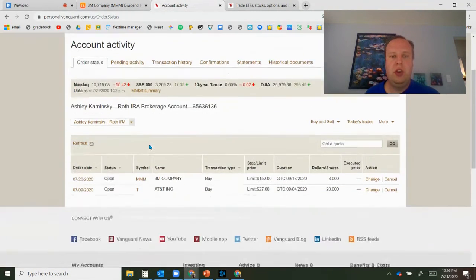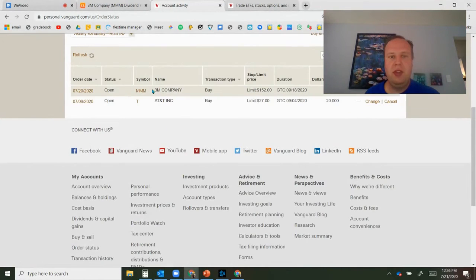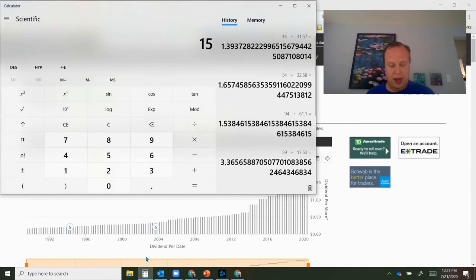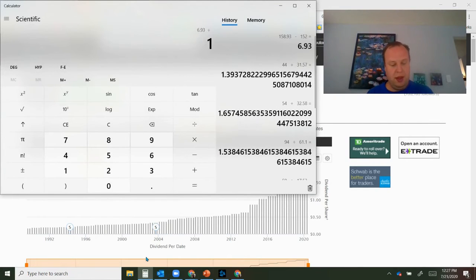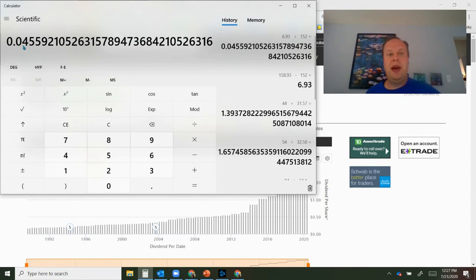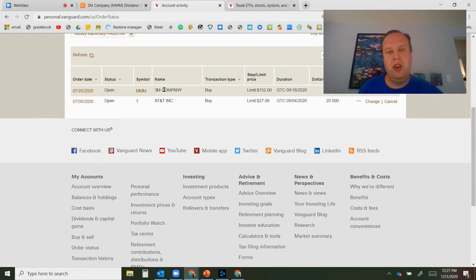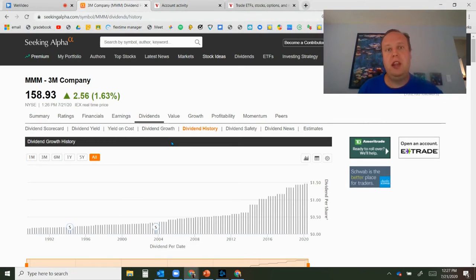So what I could do is you go to account activity, you see 3M, I placed a limit order at $152. Right now, the price is at $158.93. So we take $158.93, subtract the $152, and divide it by the stock. I want to get about a 4 to 5% discount on the stock. So if this price goes down 4 to 5%, once it hits this 152, then it'll automatically buy the stock.